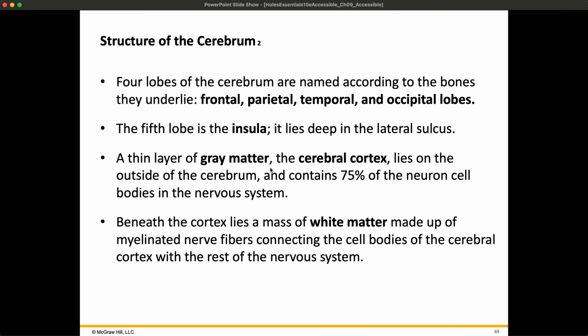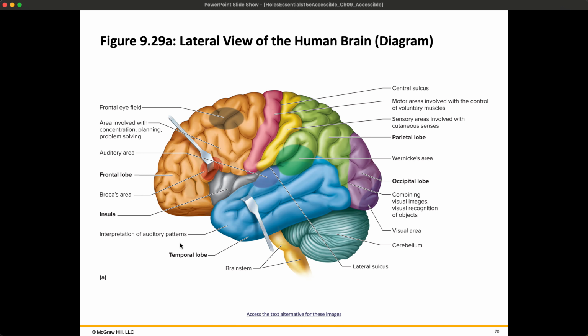There's a thin layer of gray matter in the cerebral cortex, just outside of the cerebrum, and that has 75% of the cell bodies in the nervous system. Okay, so think about it, 75% of the cell bodies in this thin layer of gray matter. Beneath the cortex, you have the white matter that makes up those myelinated fibers.